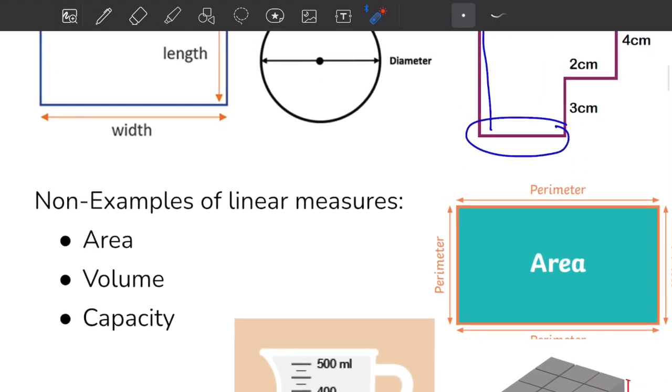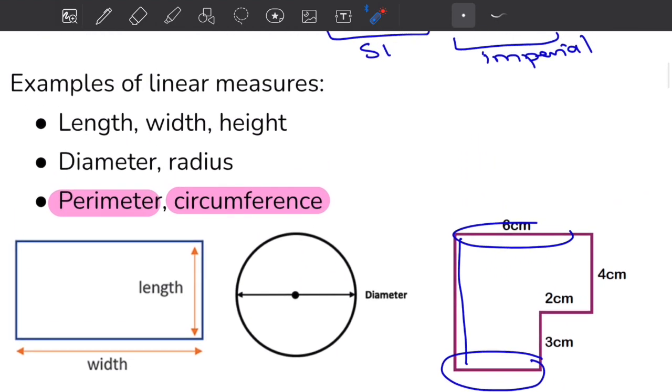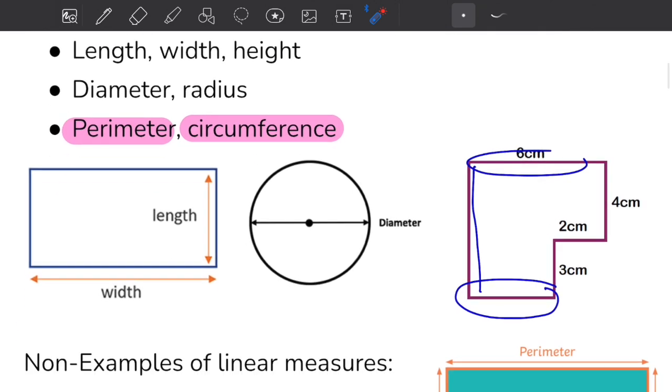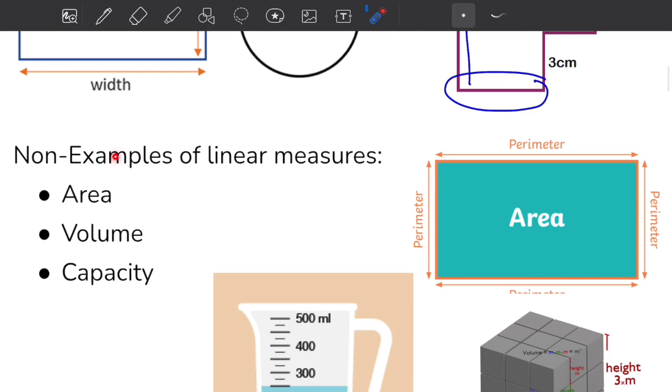So to sum it up, these here are linear measures. Perimeter and circumference are really important. Please remember that. And these are not examples of linear measures. In the next video, we're going to discuss how we estimate linear measures.